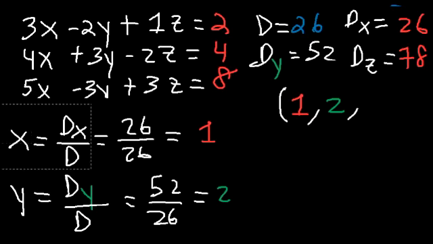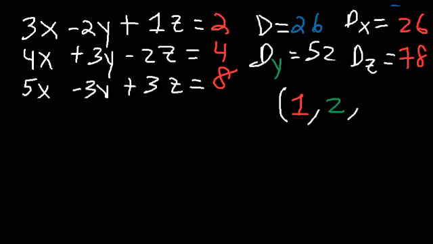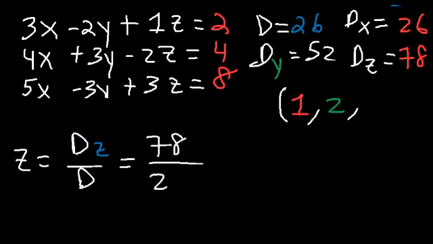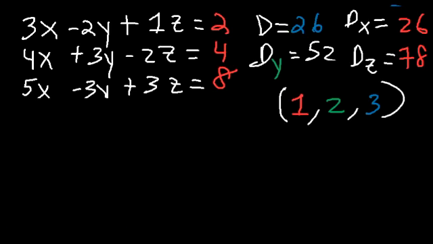Now let's calculate z. So z is dz divided by d. And dz is 78. D is 26. 78 divided by 26 is exactly 3, which means that z is 3. So now that we have x, y, and z, which is 1, 2, and 3, let's check it to make sure that the answer that we have is indeed the right one. Now, the fact that we have whole number answers, chances are it's probably correct, but let's make sure.